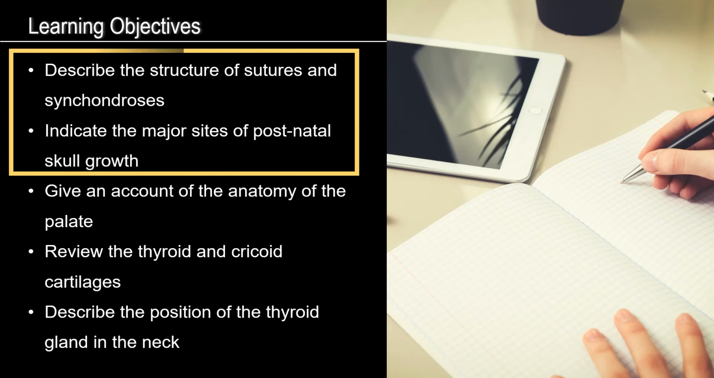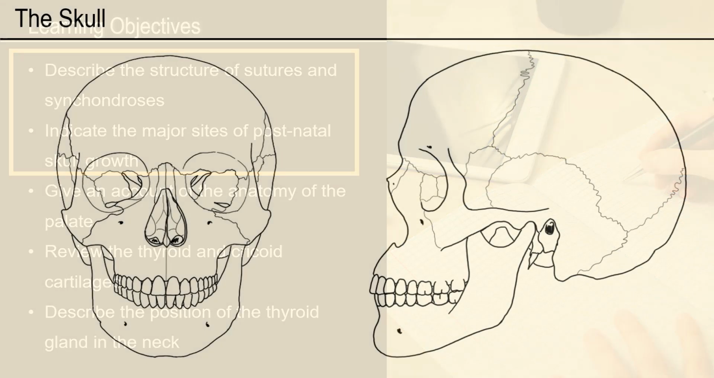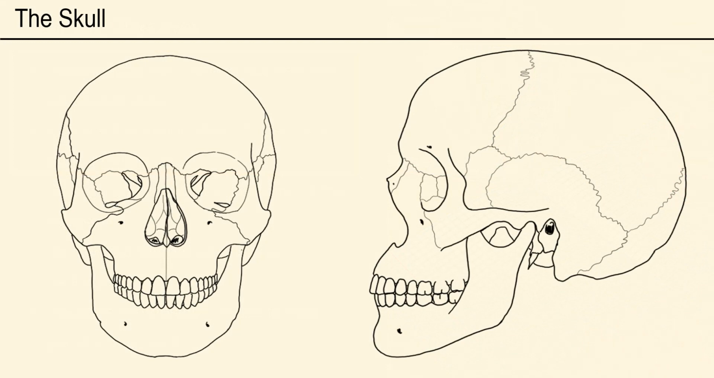But for now, let's have a look at the development of the skull. If we don't include the ear bones and the hyoid, the skull is made up of 22 bones, the majority of which are paired bones, which thankfully means we only have to remember half the names. These bones, over the pre- and postnatal years, continue to grow to accommodate for the brain and facial development and form something called sutures, or synchondroses.